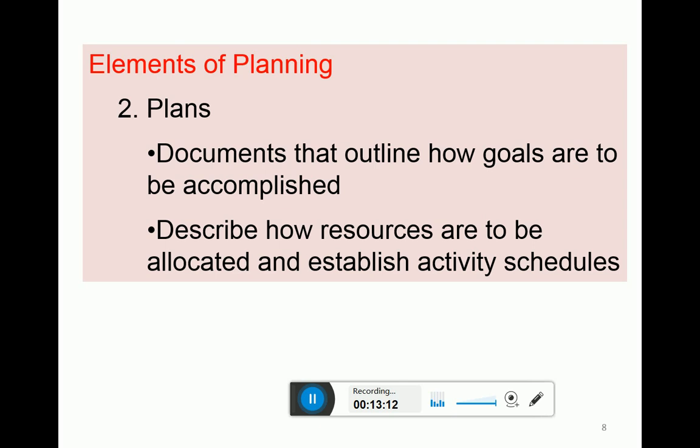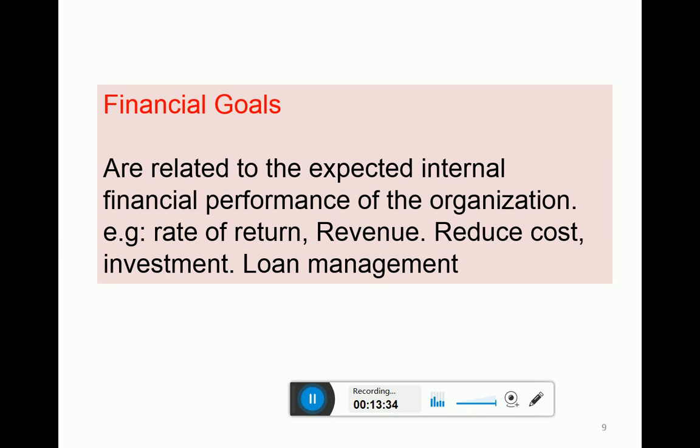And it establishes an activity schedule, deciding how much time each activity will take. So that is simply known as a plan. Shortly, a plan is a predefined course of action to be taken in the future by individuals, groups or managers. There are different types of goals.